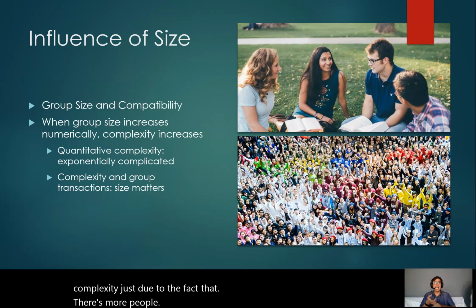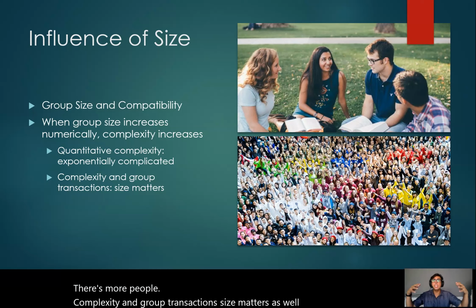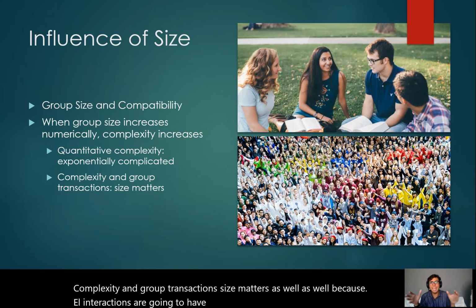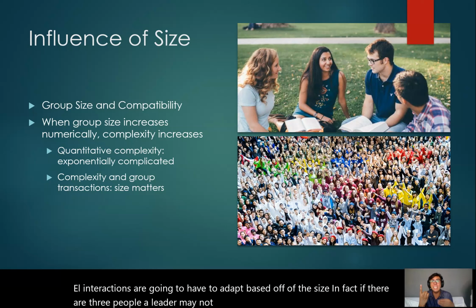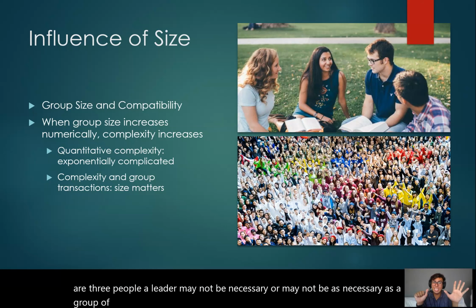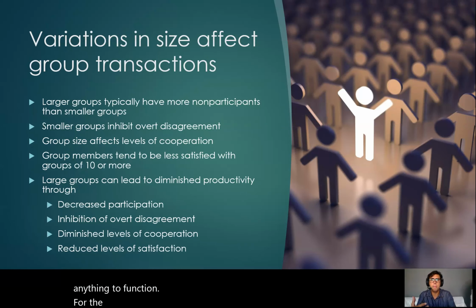Complexity and group transactions: size matters as well, because our interactions are going to have to adapt based off of the size. In fact, if there are 3 people, a leader may not be necessary or may not be as necessary as in a group of 10, where a leader almost certainly would have to be necessary for the system to function. So variations in size affect these group transactions.